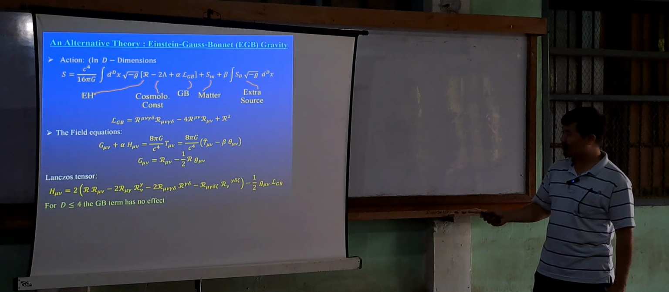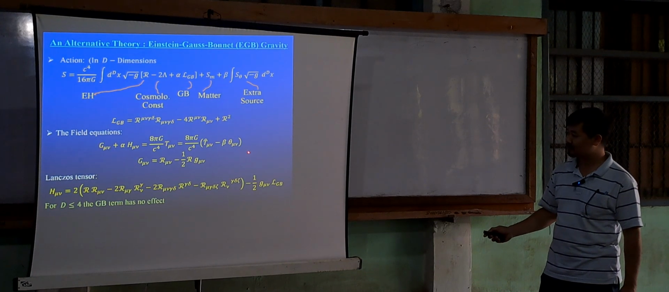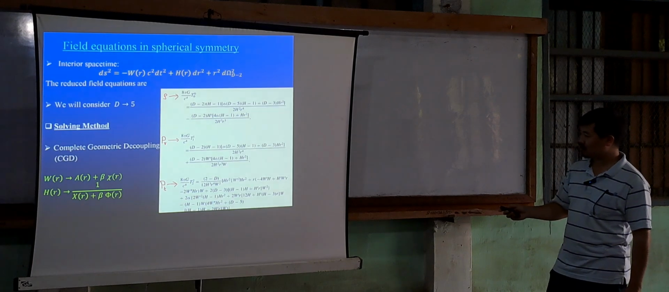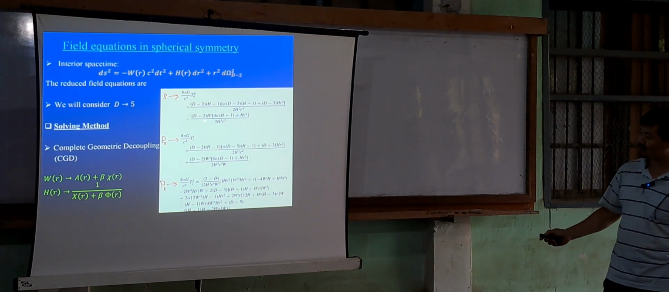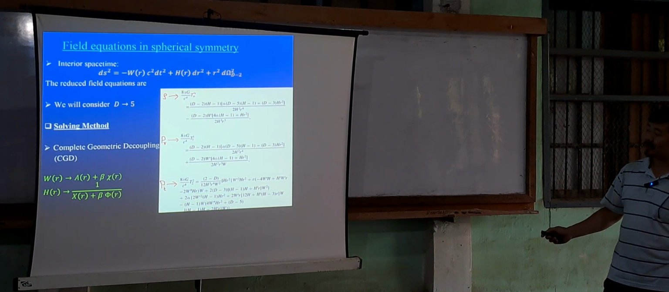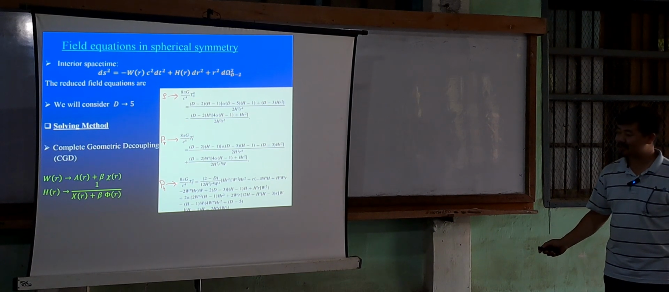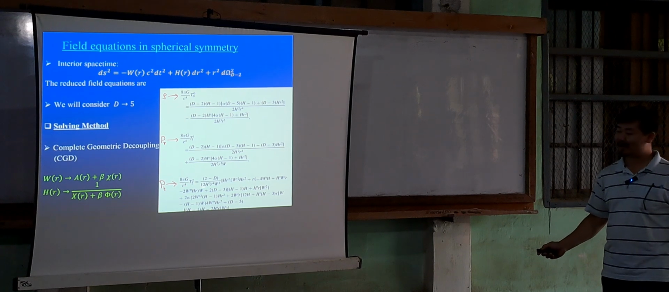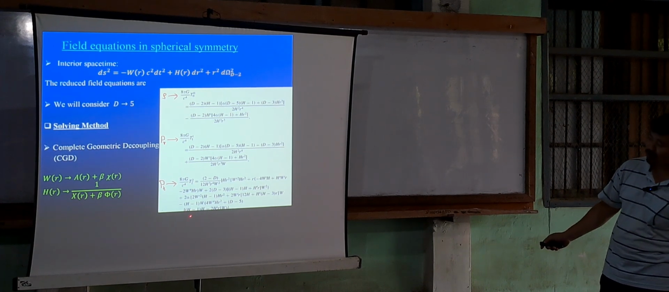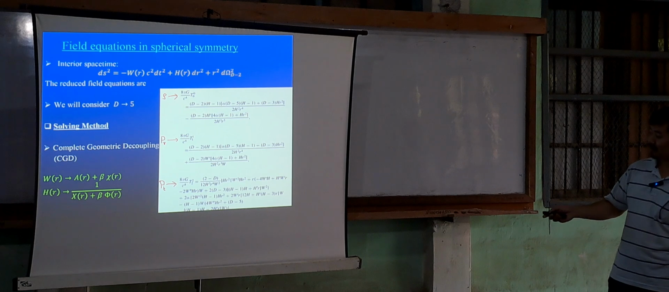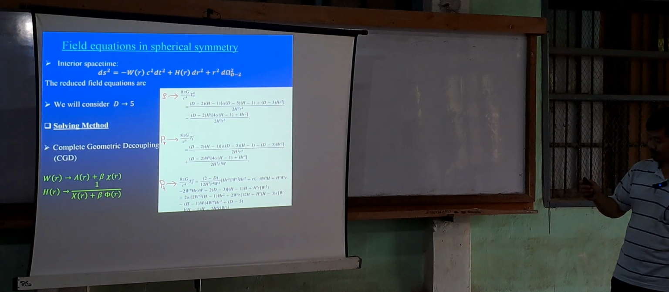So after putting this metric into 5 dimensions, you can reduce this complicated field equation into 3 sets of differential equations, this one. This is the time component, this is the radial component, and this is the theta, the angular component. The fourth one is equal to 0, a constant, so we generally don't discuss it.